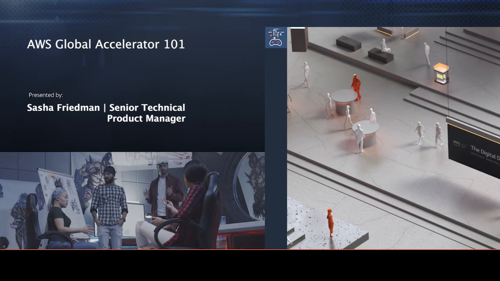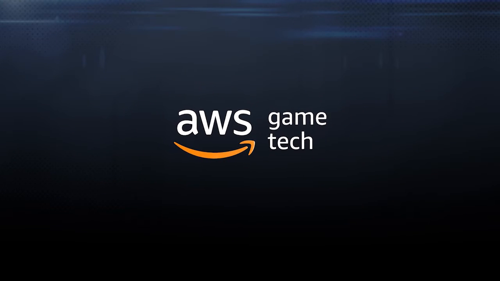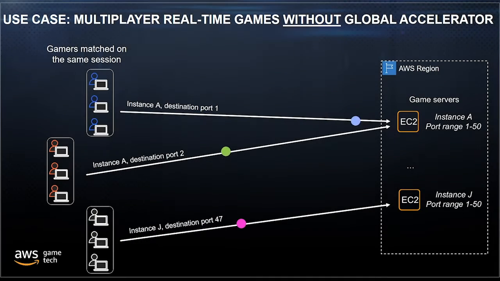So today we're going to talk about how your game traffic gets from the computer or console of your players all the way to the game instances. So gamers are matched on the same session by a matchmaker, and they travel over the public internet. And this is without Global Accelerator.